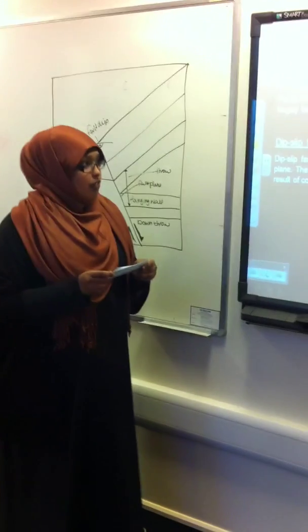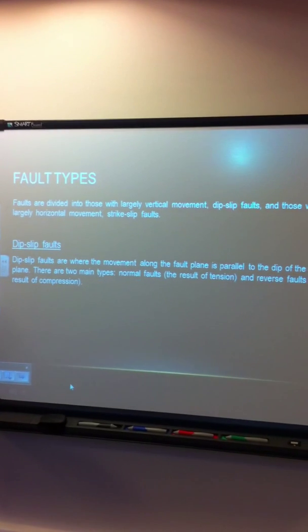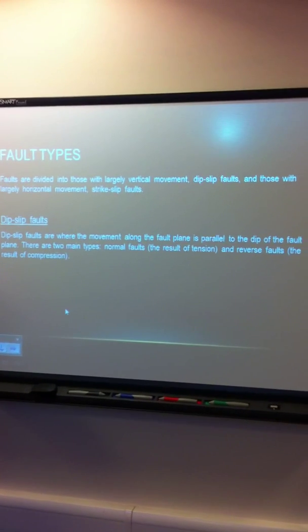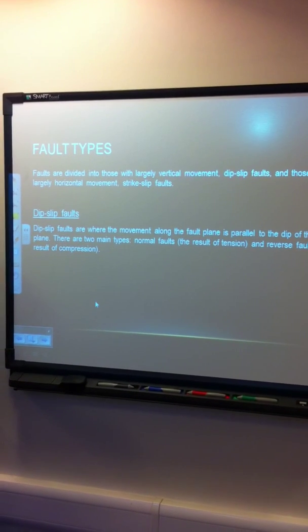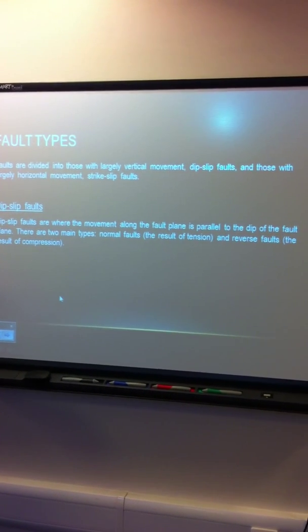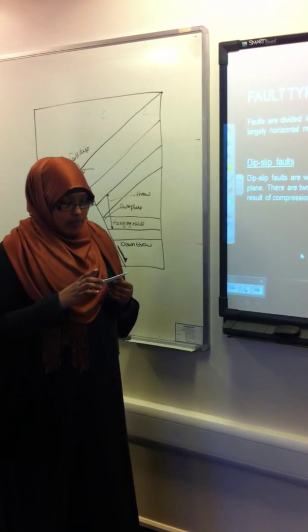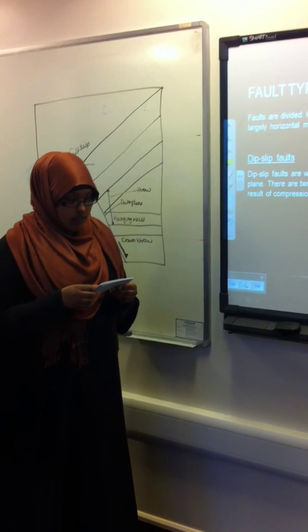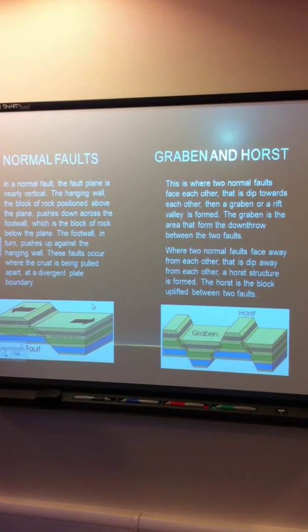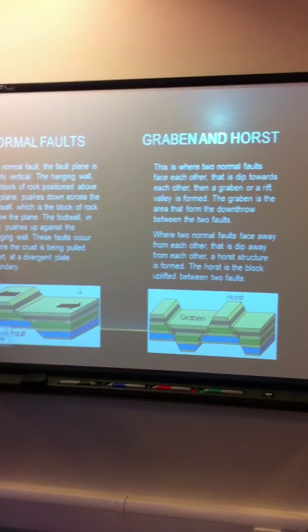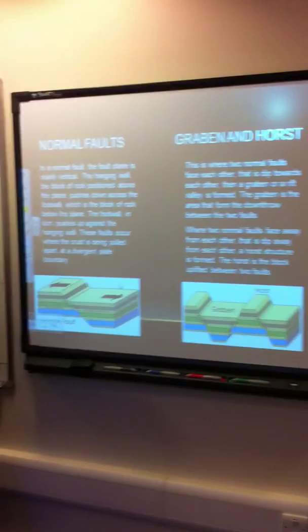There are two main types of faults: dip-slip faults and strike-slip faults. Dip-slip faults are faults that move parallel to the direction of the dip plane. These types of faults then divide into subgroups, which are normal faults, graben and horst, reverse faults, and thrust faults. A normal fault drops rock on one side of the fault down relative to the other side.